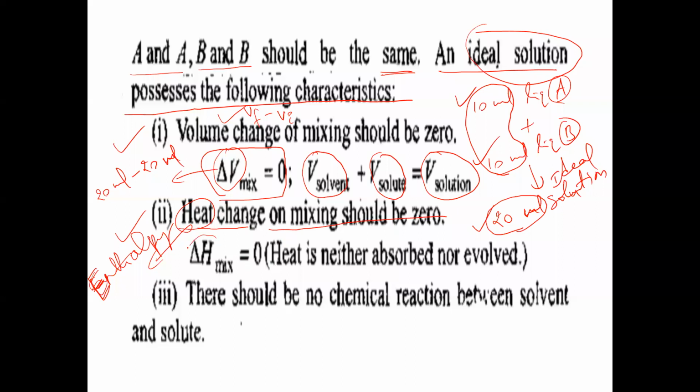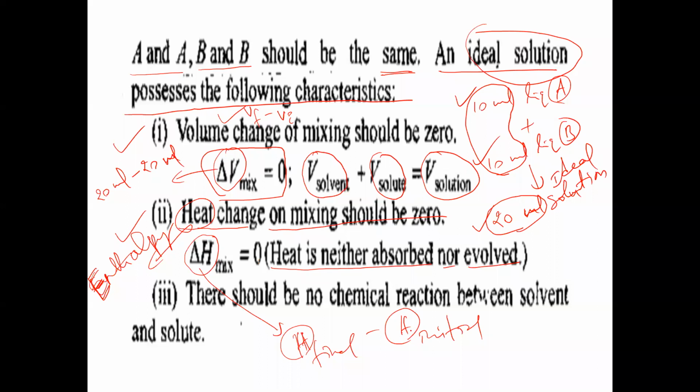Here we read delta H mixing is equal to 0. That means enthalpy change must be equal to 0. The heat is neither absorbed nor evolved. The heat is neither absorbed nor released. Delta H mixing is equal to 0. Delta H is equal to H final minus H initial. The final enthalpy of the system minus the initial enthalpy of the system is delta H mixing. This must be 0 here.